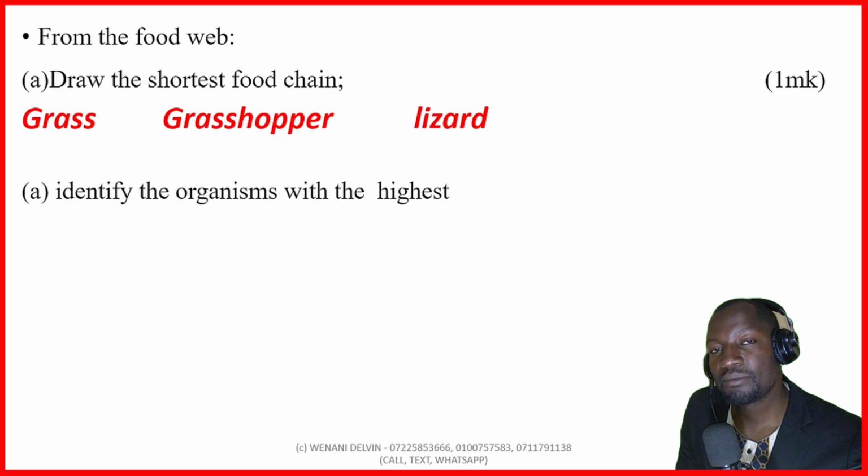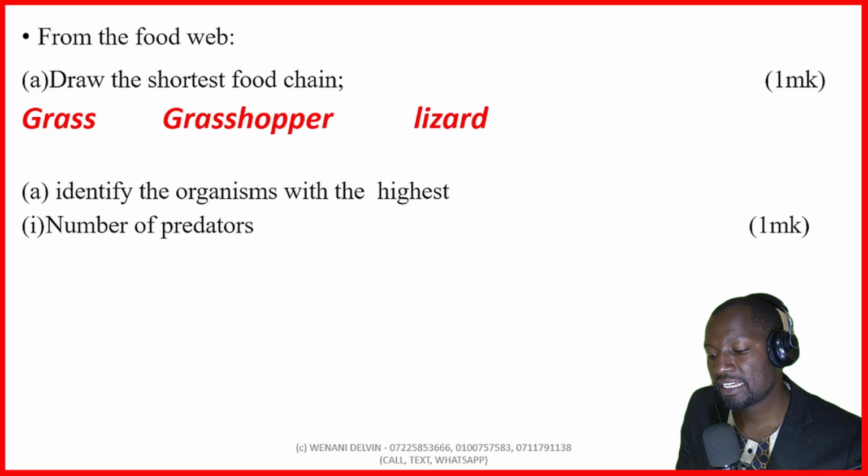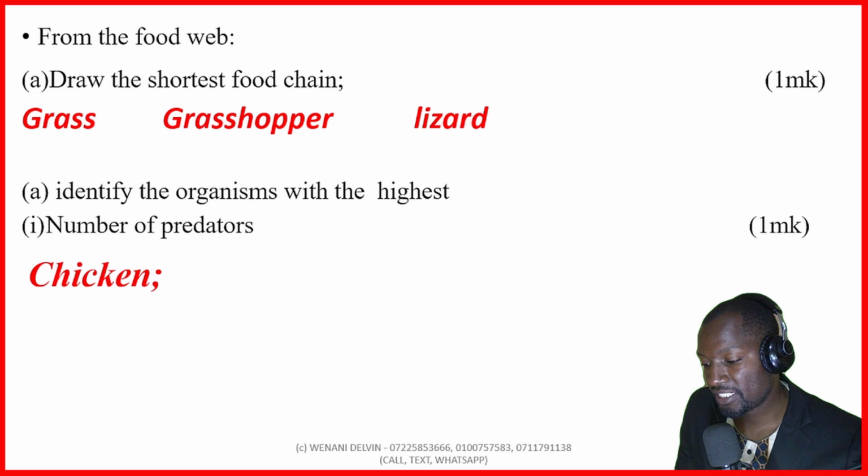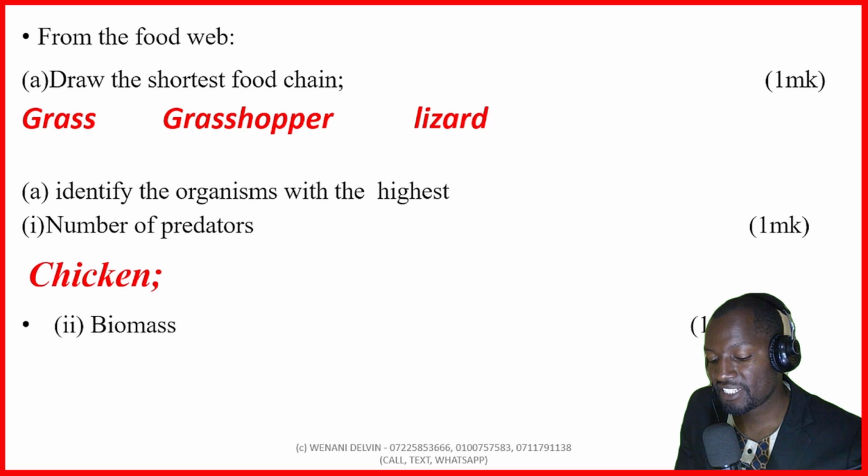Identify the organism with the highest number of predators, and that is chicken according to this food web. The highest biomass, definitely it is grass. Grass will have the highest biomass.